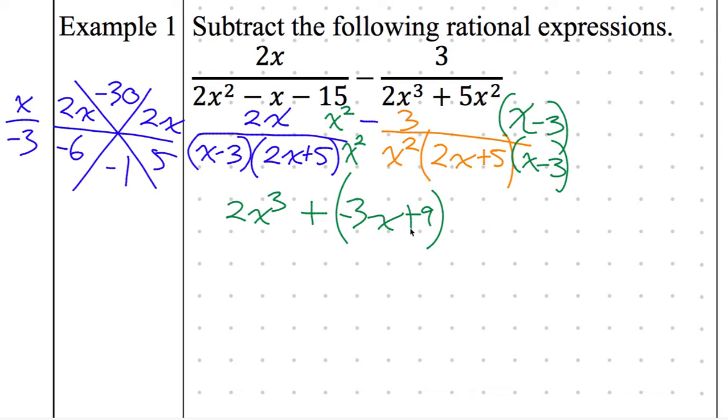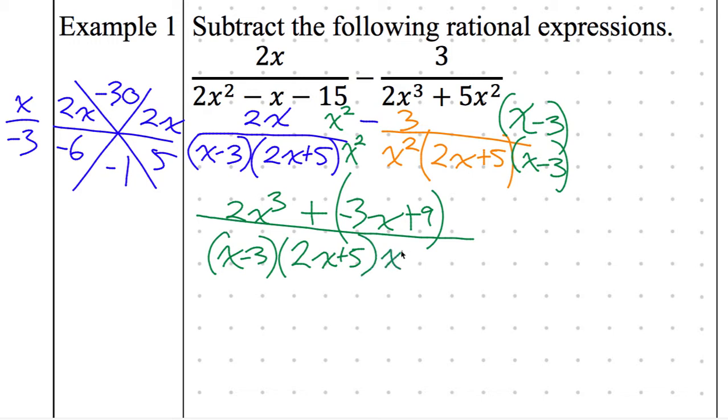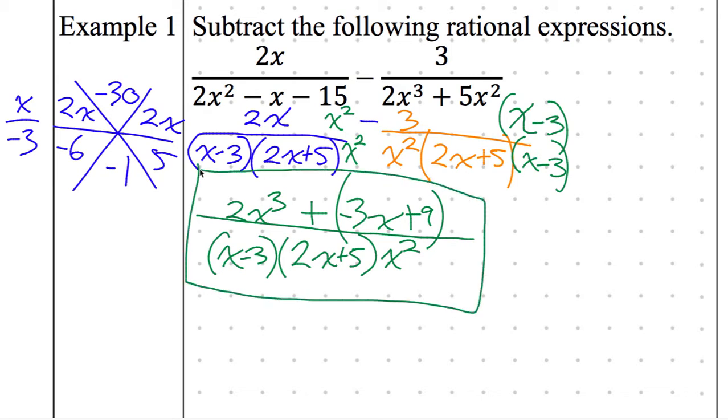And on the bottom, I have all 3 of these. So it's going to be an x minus 3 on the bottom, 2x plus 5, and finally an x squared. And when I reduce the top, I just drop the parentheses, and I'm done. I think that's close enough to be your final answer. All you have to do is drop the parentheses.